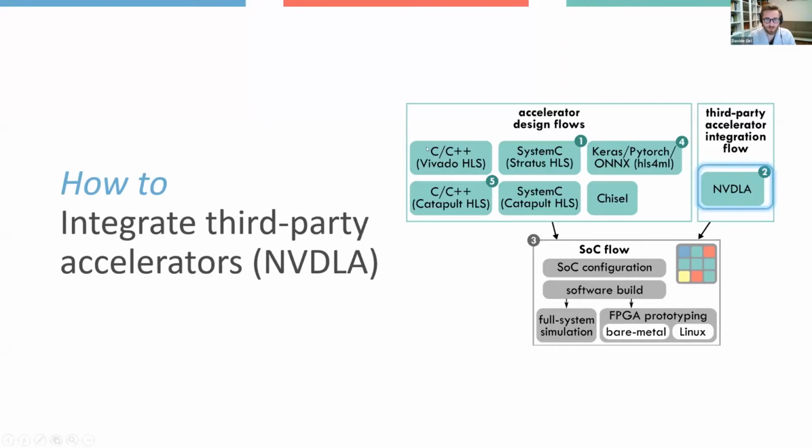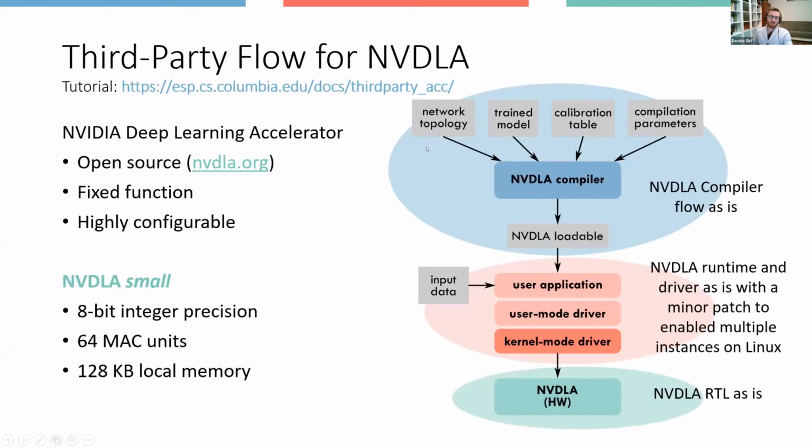to tell you what NVDLA is. NVDLA is a deep learning accelerator from NVIDIA. It's a fixed function accelerator, but it's highly configurable. And you can configure the hardware to have different sizes. In our case, we go for the small one, so 64 MAC units, 128 kilobytes of local memory.